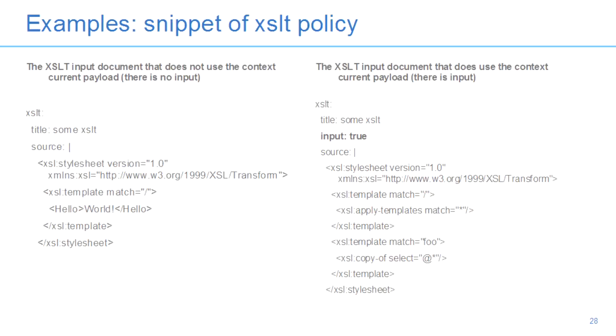So here's just two examples again of the Swagger. On the left-hand side we have an XSLT that's not going to be using any input. It's just a very simple thing that's just going to print out "Hello World" as part of the content. And then on the right-hand side we have something that sets the input true, and it's going to actually be passed the data that's on the wire as part of the payload into this, and it will do some processing based on that content.